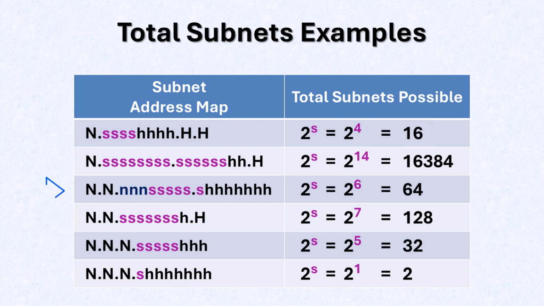In the third entry, ignore the bits denoted with a lowercase n for now. We use them when subnetting an address that has already been subnetted. Another video explains it in detail. For now, only consider the S bits. Since it has 6 subnet bits, a subnetting scheme with this address map provides a total of 64 subnets. Take the time to understand the other examples before proceeding.